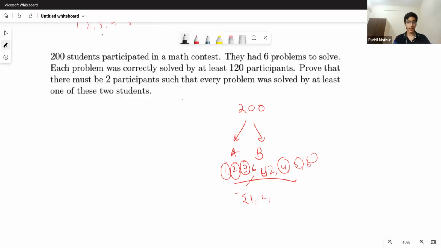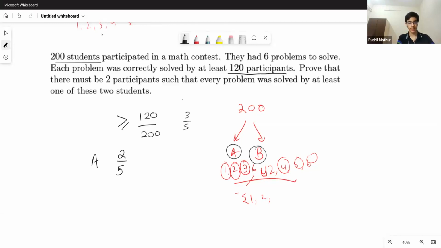Okay, fine. Yeah, this is fine. So let's say we took A and B randomly. Now we want, so each problem we consider, the important information is that 120 students out of 200 have solved it. So if we pick A randomly, the probability that he has solved the question is at least 120 by 200, because we picked him randomly out of these 200 and 120 have solved it. And that is actually just 3 by 5. So the probability that he didn't solve it is 2 by 5.